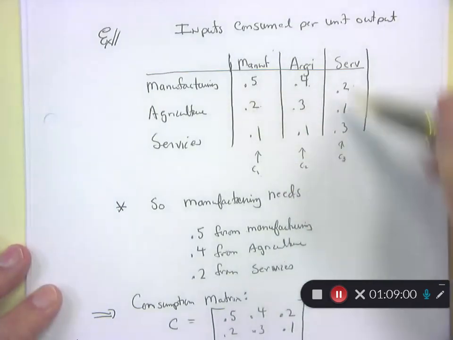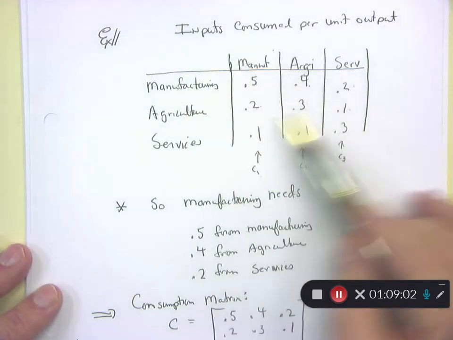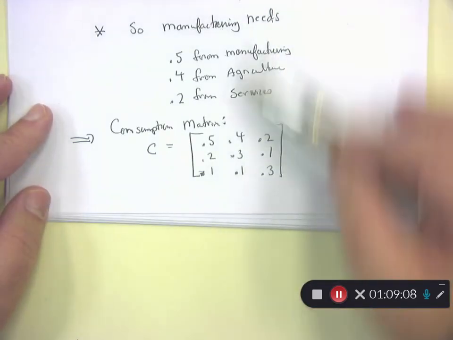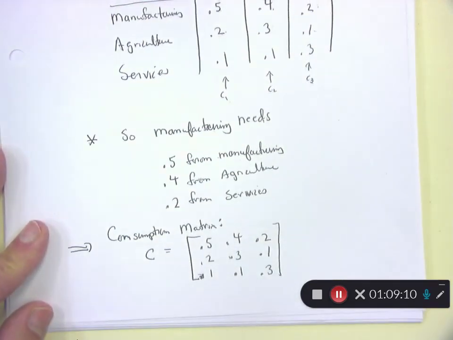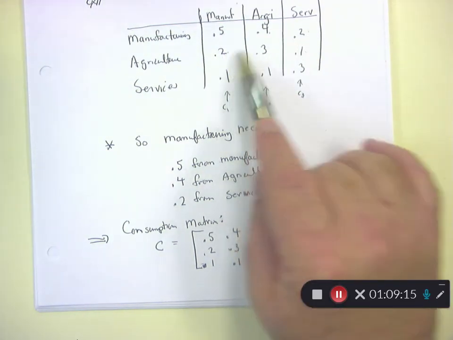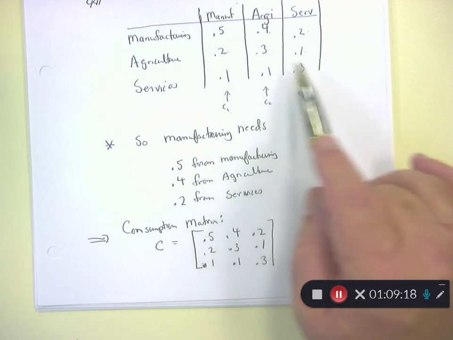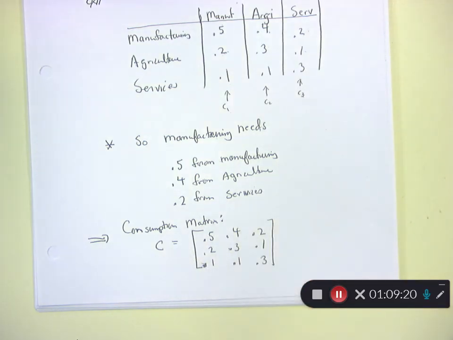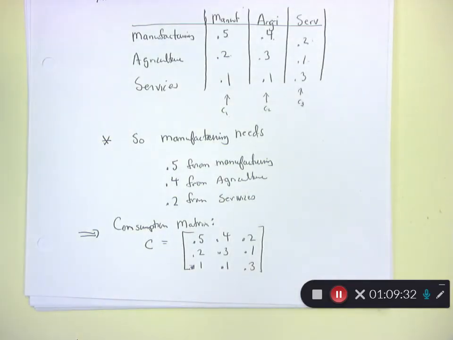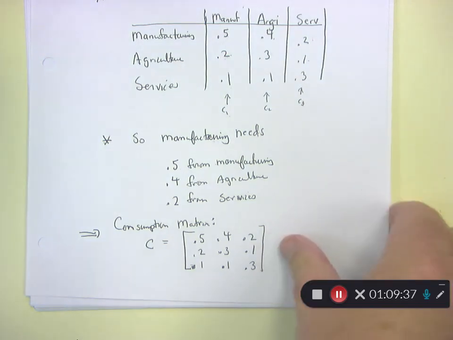This matrix, the way it's designed, is your consumption matrix. You just turn this into a big block matrix, and you'll see where I got my matrix right across the row: 0.5, 0.4, 0.2, 0.2, 0.3, 0.1, 0.1, 0.1, 0.3. There's my consumption matrix, so make sure you get that down. I had to give you the example, and here comes my example.